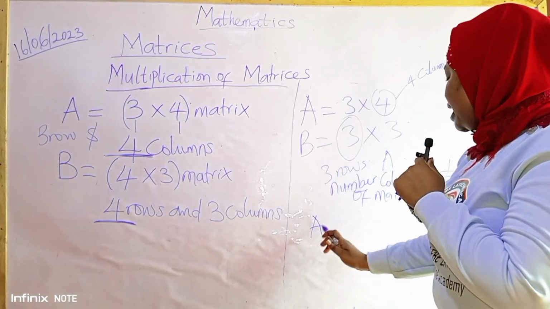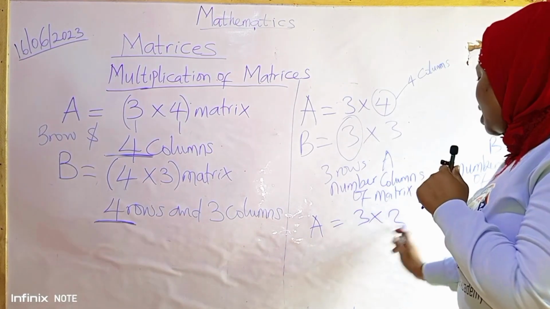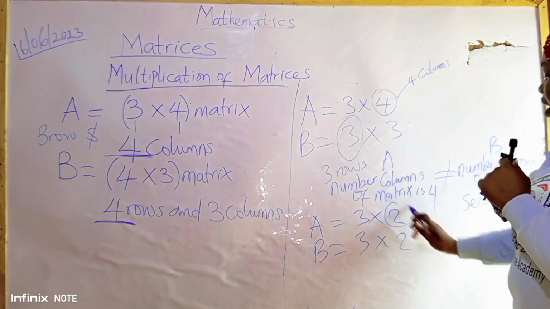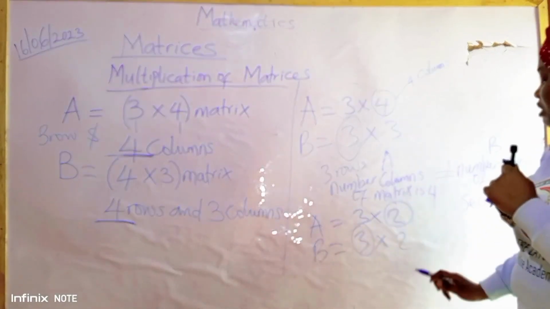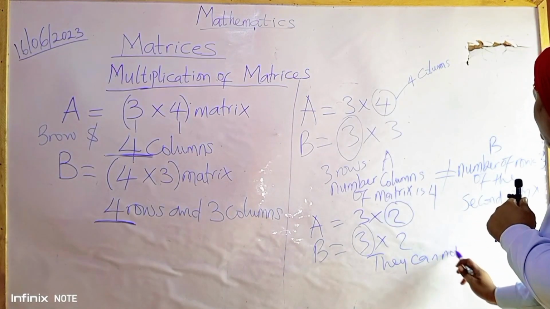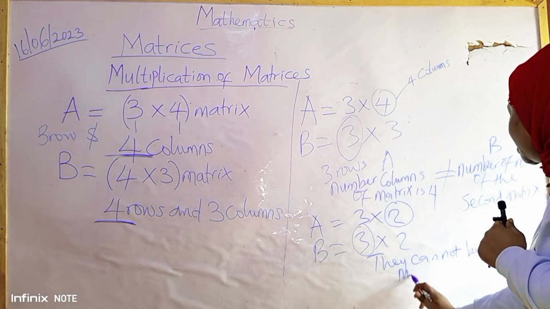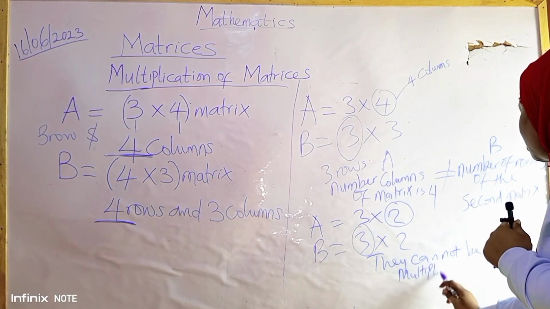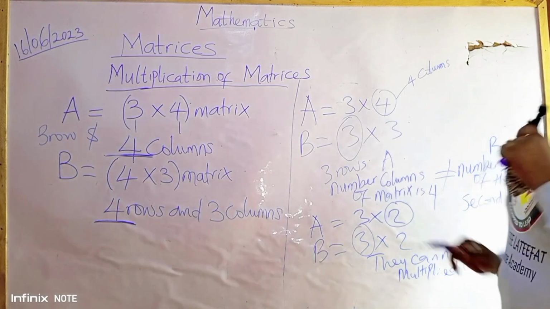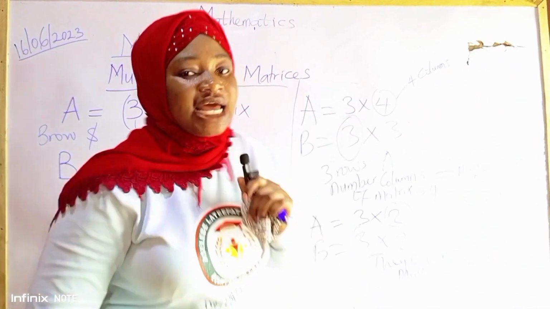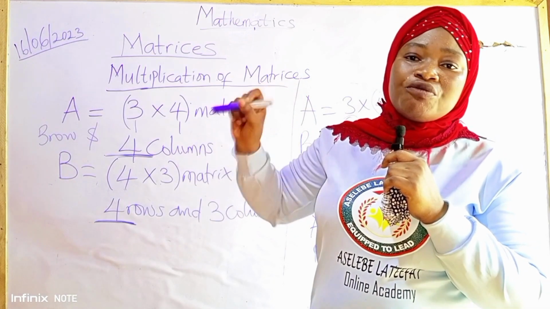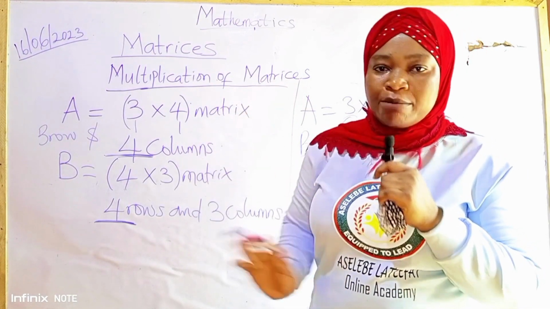If we want to perform multiplication and they are of the same order, let's say A is 3 by 2 and B is 3 by 2, you can see the column here is 2, the row here is 3. That means they cannot be multiplied together. So that is the first thing to check if 2 or 3 matrices can be multiplied together. If the number of columns of the first matrix is the same as the number of rows of the second matrix, then go ahead and multiply them together.